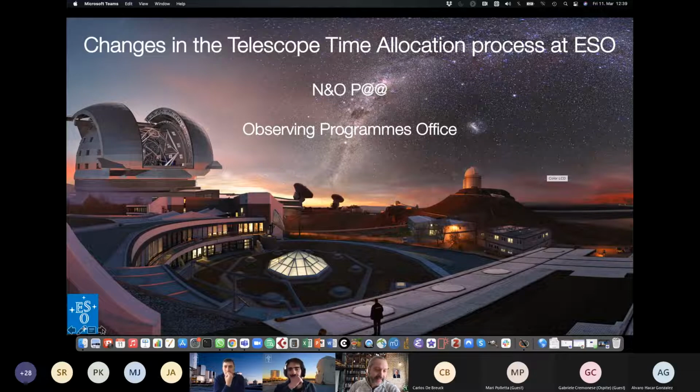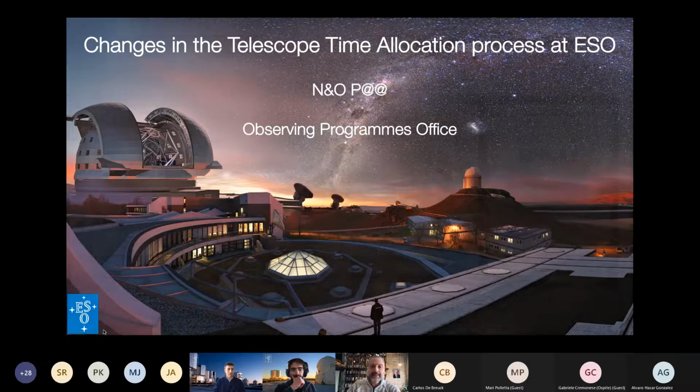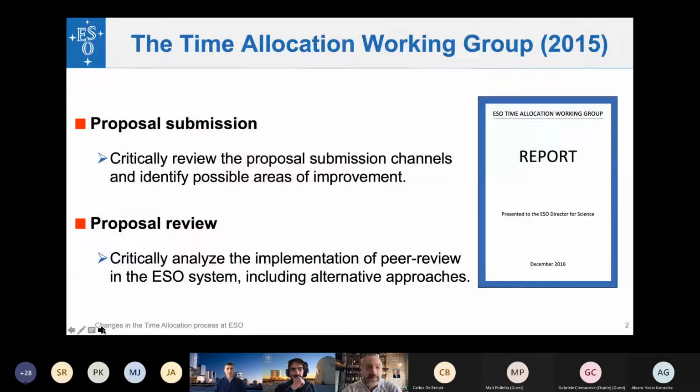I'm F.Patat. I'm the head of the Observing Programs Office, and as Tommaso anticipated, I will be presenting you the most recent changes in the time allocation procedures at ISO, and also I will spend some time giving you some details on the distributed peer review paradigm, which is the last thing that we have deployed.